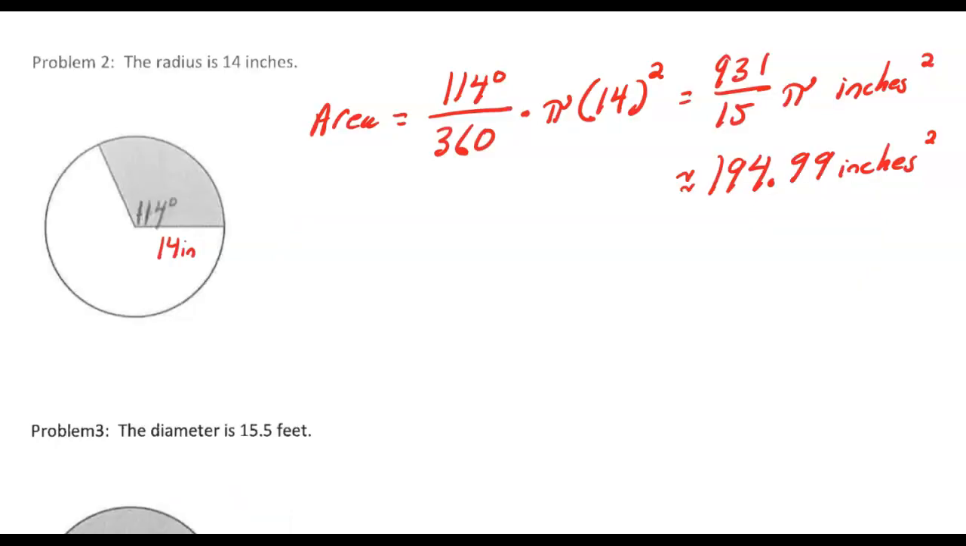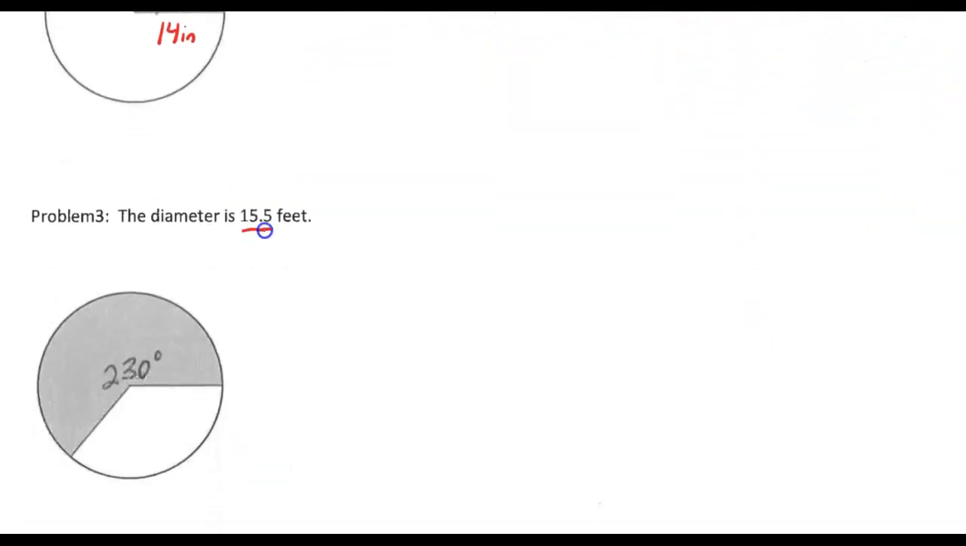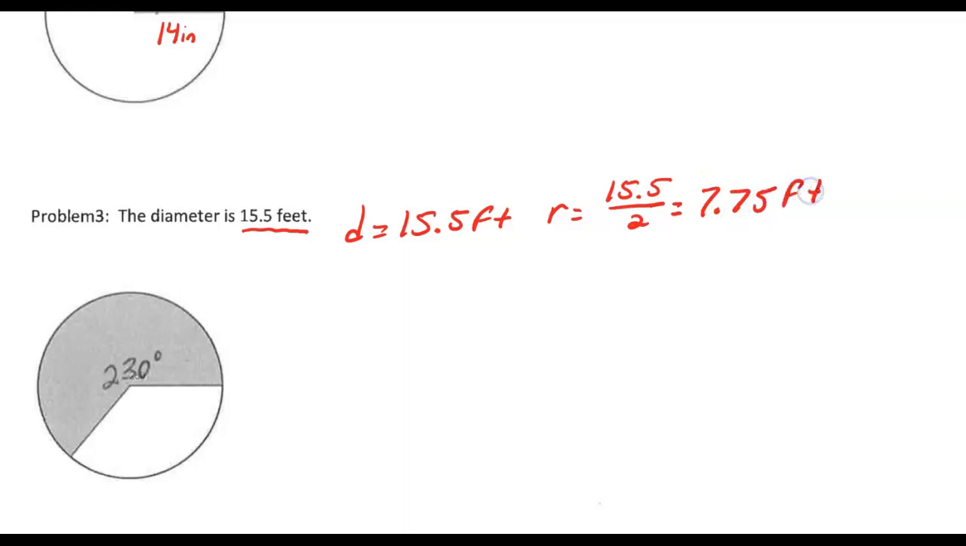And the last example, we're told that the diameter is 15.5 feet. So if the diameter is 15.5 feet, the radius is half of that. Using my calculator, dividing that by 2, the radius is 7.75 feet. So 7.75 feet.